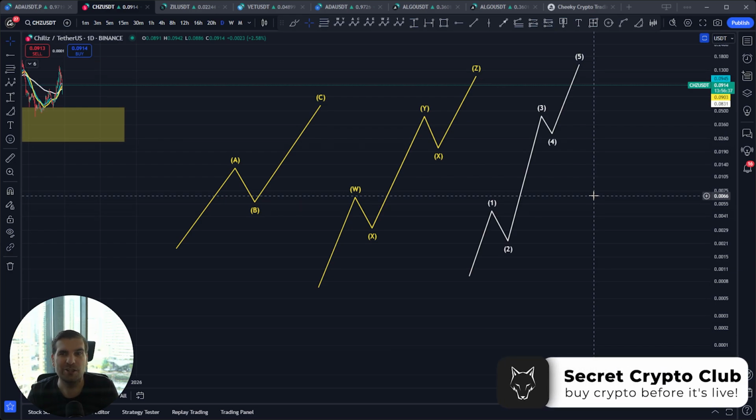And if so, you maybe overlook a few things. Maybe you're not seeing exactly what Elliott Wave wants you to understand. And as such, you might get it wrong.